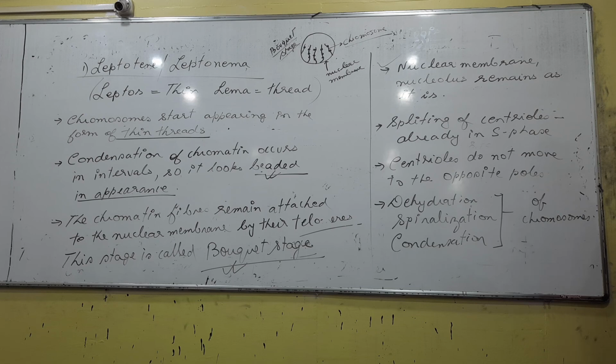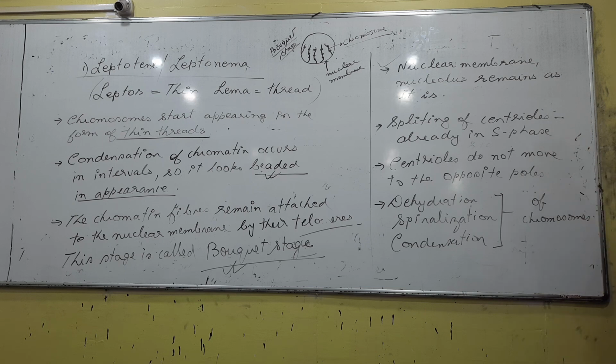So in prophase 1, in the first phase, what you need to remember is just 3 words. First, leptotene, as the name suggests, is thin threads. So what will you remember? In leptotene, the genetic material appears in the form of thin threads the first time. Second, condensation occurs, so we see a beaded appearance of the genetic material. Third, bouquet stage. Leptotene is called the bouquet stage. There is nothing much to remember.